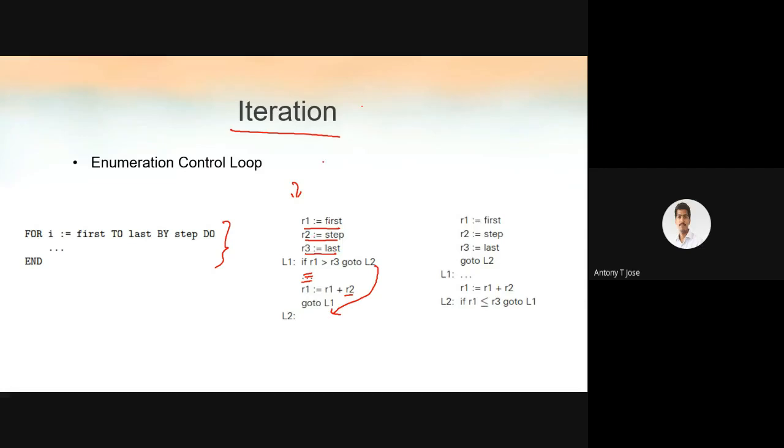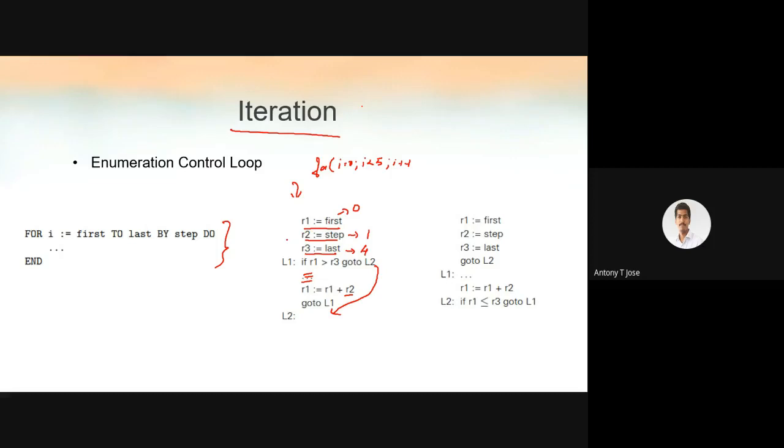If I am writing a for loop like this, for I equal to 0, I less than 5, I plus plus, first corresponds to 0, the step corresponds to 1, it is incremented by 1 in each loop, and last corresponds to 4. Clear? So this is how it will be calculated.